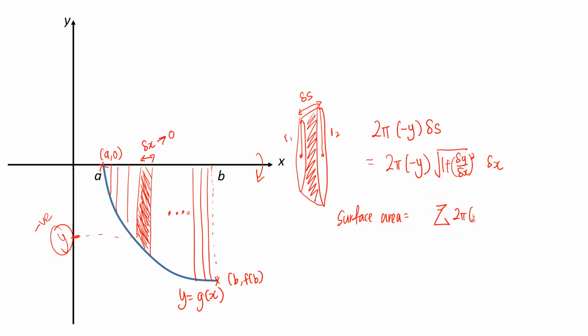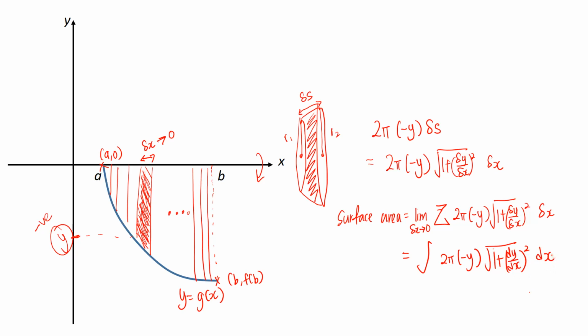So the sum of 2 pi (minus y) square root of 1 plus (small change in y over small change in x) whole thing squared, times small change in x. And this will not be accurate unless I set my small change in x to tend to 0. So I'm finding the limit of this sum when my small change in x tends to 0, which is equivalent to integrating 2 pi (minus y) square root of 1 plus (dy/dx) whole thing squared dx, and since I'm integrating with respect to x, I should be looking at the x value, so from a to b.